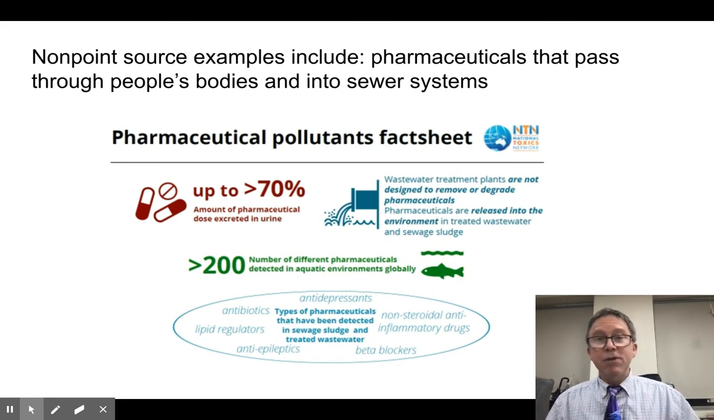Most people at some point in life are going to be taking medicine. So all over the world, these pharmaceuticals are draining out of people's houses and into the environment. They're coming from all over. All right, so that's point source and non-point source.